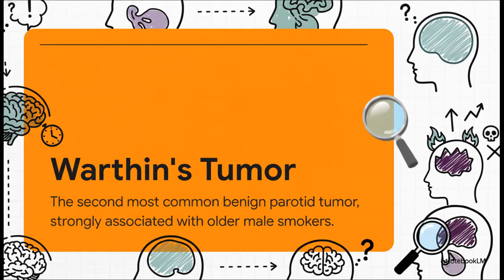Okay. Next up, we have the runner-up for most common benign tumor, the Warthin's tumor. And this one has a very, very specific personality. It's almost always found in older male smokers, and it pretty much only shows up in the parotid gland. And get this, in about 10% of cases, it's bilateral, meaning it can show up on both sides at once.